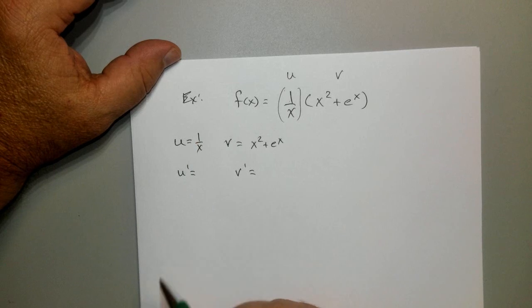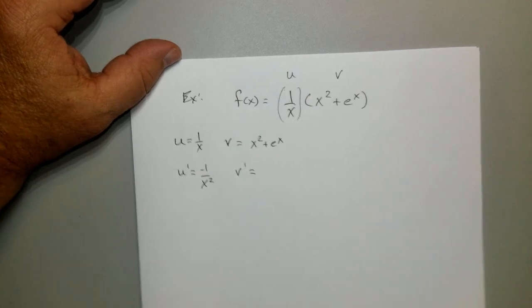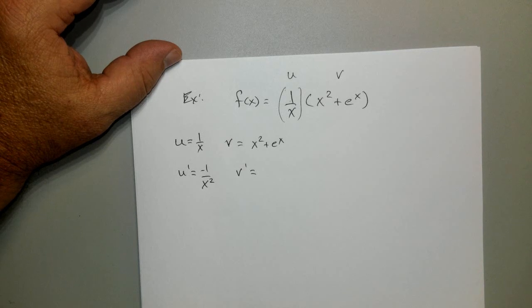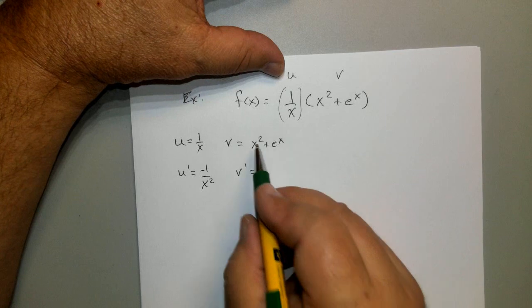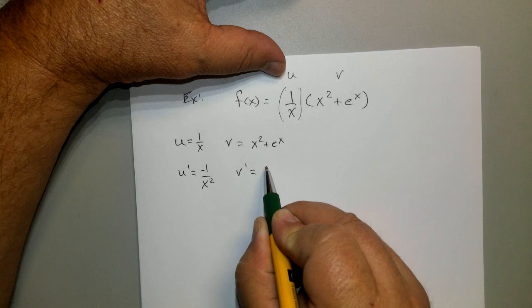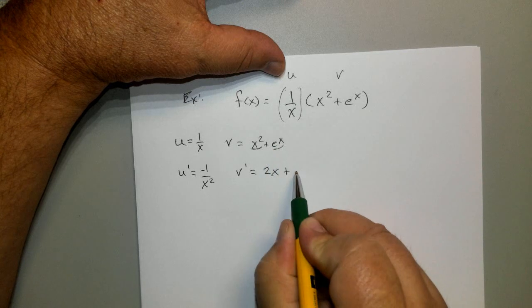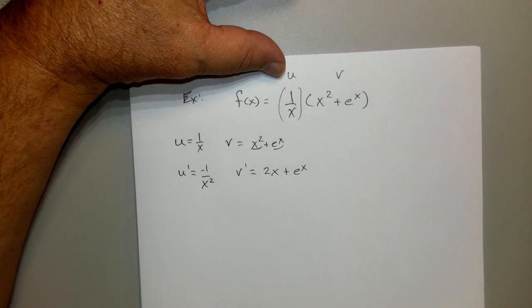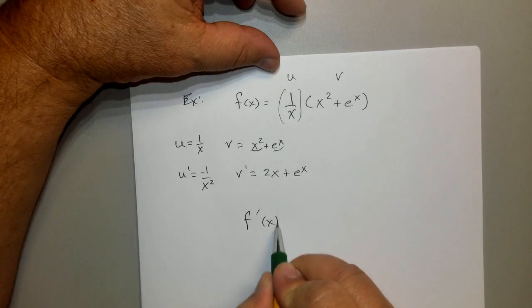So what's the derivative of 1 over x? Negative 1 over x squared. When we talk about the quotient rule, we'll see why the bottom increases by 1. What's the derivative of v, the second function? What's the derivative of this one? What's the derivative of this? So that's the easy part. Now comes the easiest part, putting it all together.